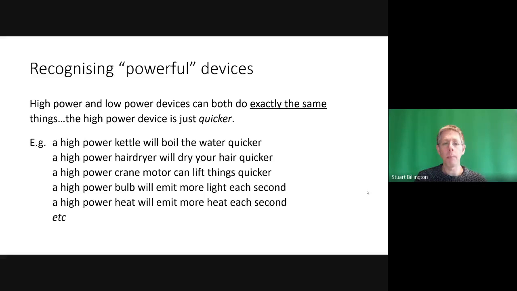A higher power bulb compared to a lower power bulb, they both light up the room. It's just that the higher power bulb throws light out into the room at a faster rate. Which means if you were looking at it, more light will be landing in your eye every second, and so you'll feel that the room is brighter. But both bulbs are still lighting up the room. Heaters, lower power versus higher power. The higher power heater will just heat the room quicker, but they'll both heat the room.